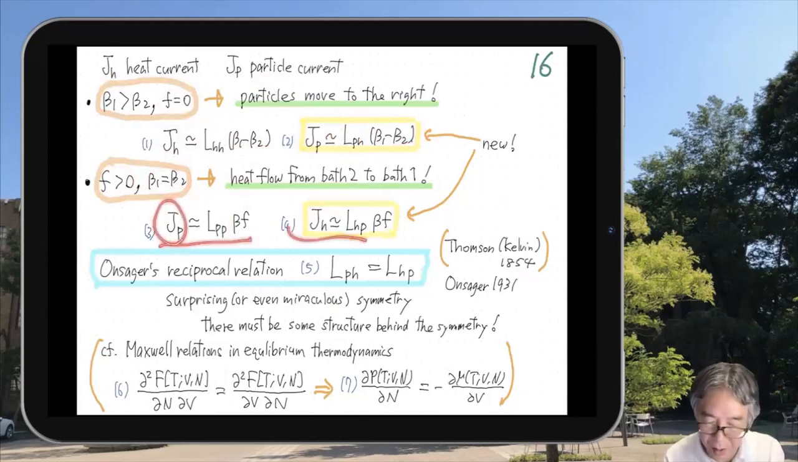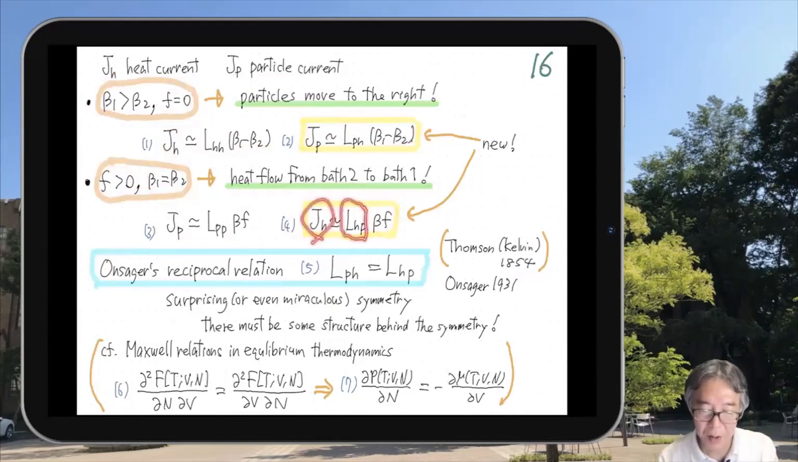Okay, but again, something new. This epsilon, this force, induces heat current like this, and here is a new linear response coefficient. Okay, and Onsager's reciprocal relation says that these two linear response coefficients are exactly identical. This kind of identity was first pointed out by Thomson, Lord Kelvin, back in 1854.